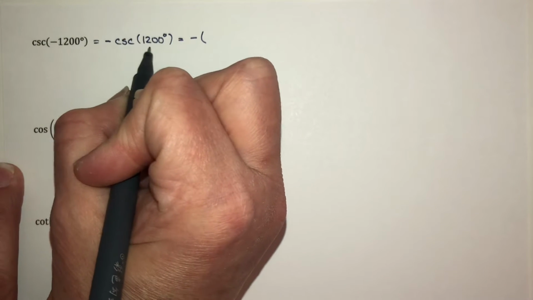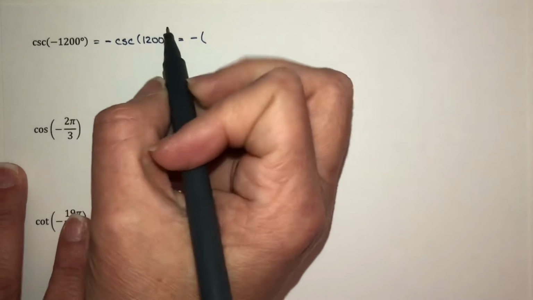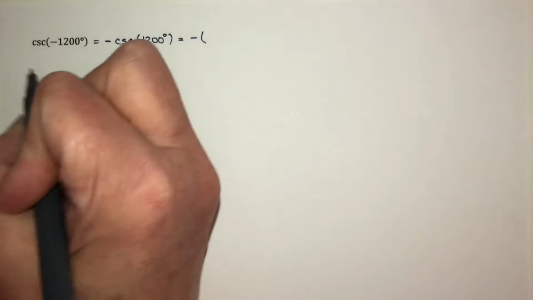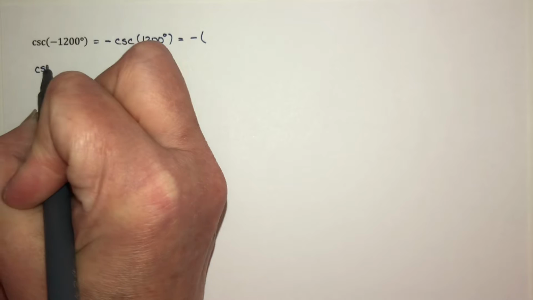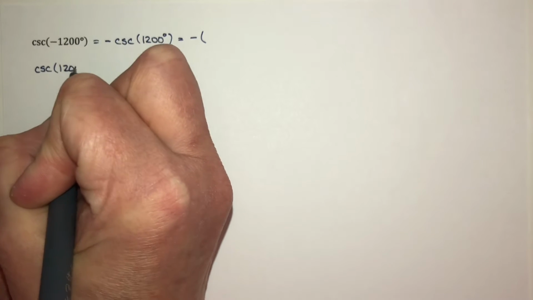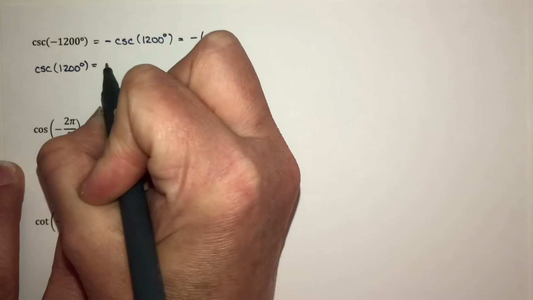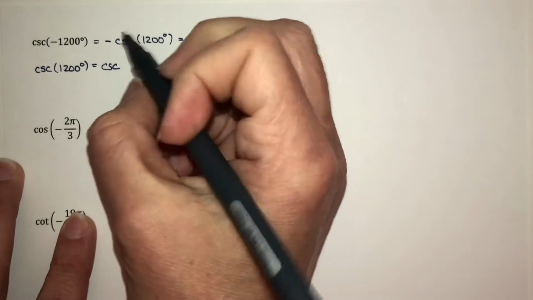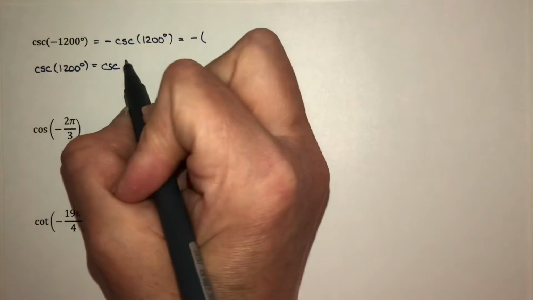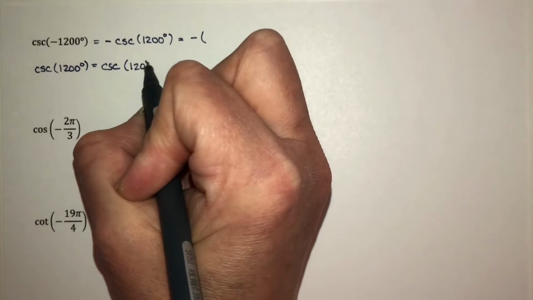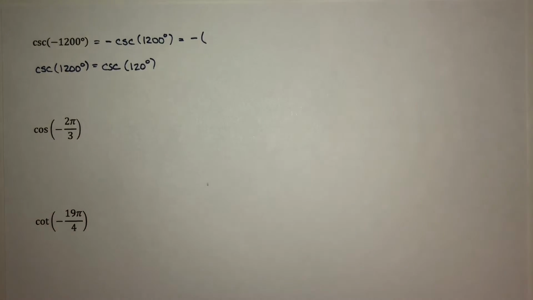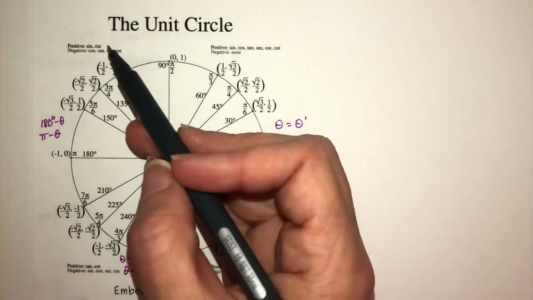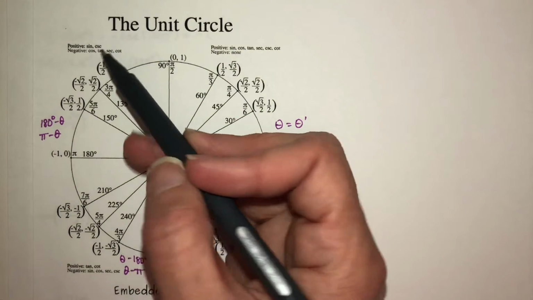We need to find a coterminal angle that is between 0 and 360. So we subtract 360 each time, and we'll find that cosecant of positive 1200 degrees is the same thing as cosecant of 120 degrees. So 120 degrees is in quadrant 2, and cosecant is a positive value there. Okay, it is 1 over sine.